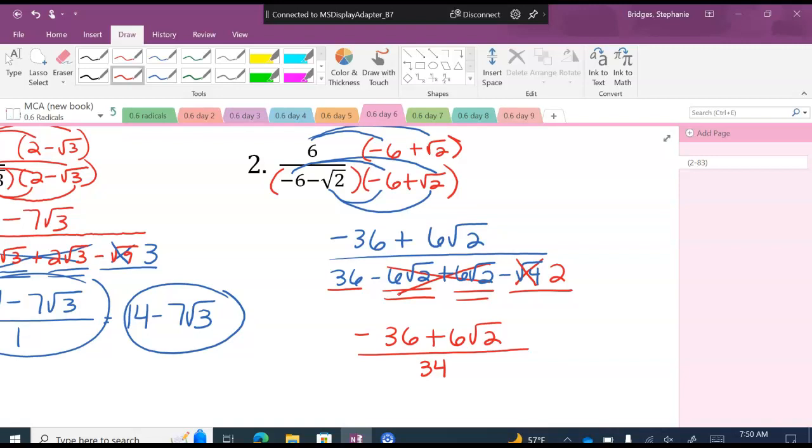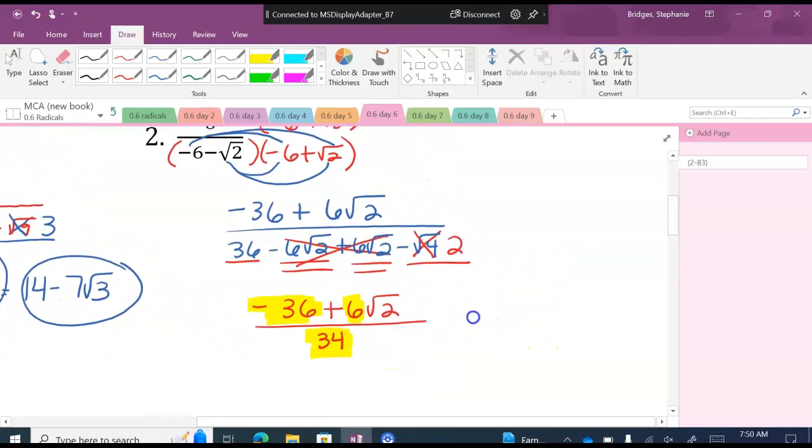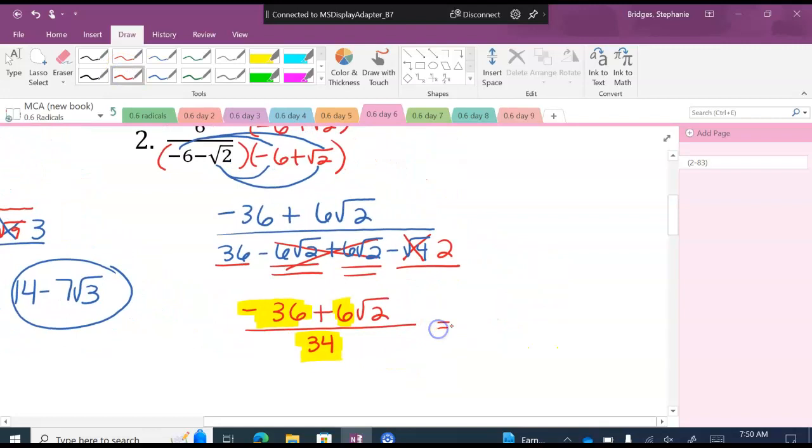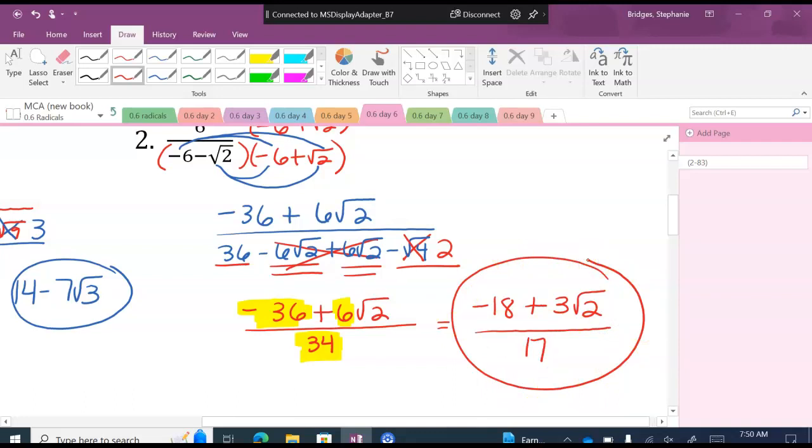Now let's look at all three numbers. We're looking at the first term at the top, the number in front of the square root, and then the denominator. Can all three of those divide by something? Yeah, they can all divide by 2, right? They're all even. So what is negative 36 divided by 2? Negative 18. And 6 divided by 2 is 3. You don't touch the number under the radical. It stays the same. And then 34 divided by 2 is 17. And that would be how we leave our most simplified answer. Again, all three of those terms have to have something in common for me to be able to simplify. Not just 2 of them, but all 3.